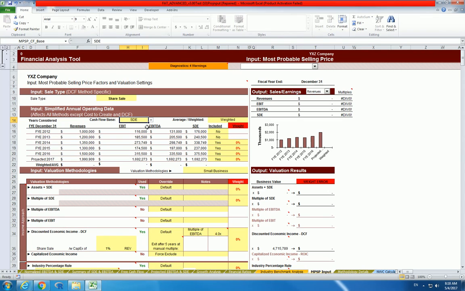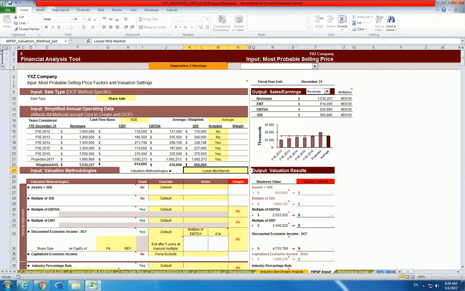Decide how you want to weight your cash flows, either with average weighting or percentage. Note you can also decide whether or not to include a year right here. Moving down the page, we run into this Valuation Methodologies toggle.